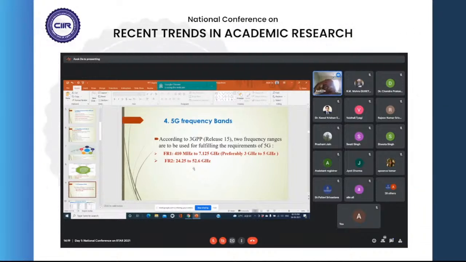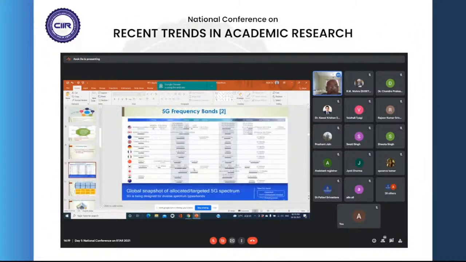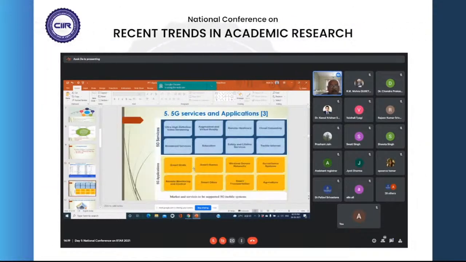And frequency range 2 is 24.25 to 52.6 gigahertz. Now, the frequency bands allocated to different countries are as follows. For India, we have been given 3.6 to 4.1, 3.3 to 3.6 gigahertz, and another band, 24.25 to 27.5 gigahertz and 27.5 to 29.5 gigahertz. So for India, these are the allocated bands.